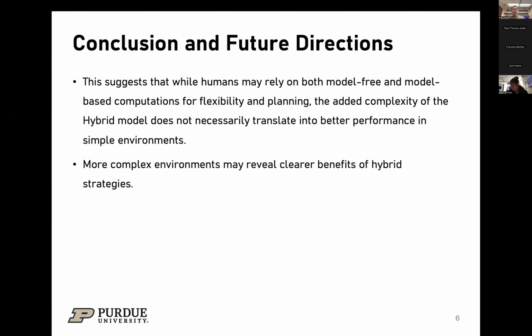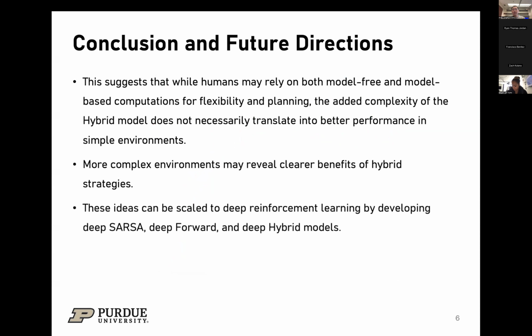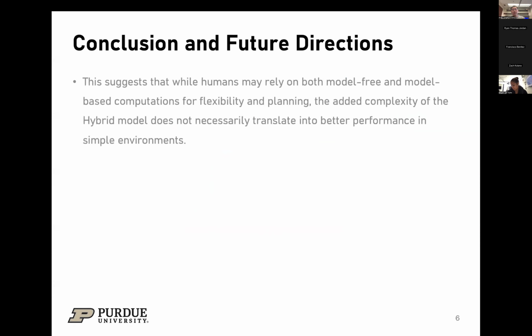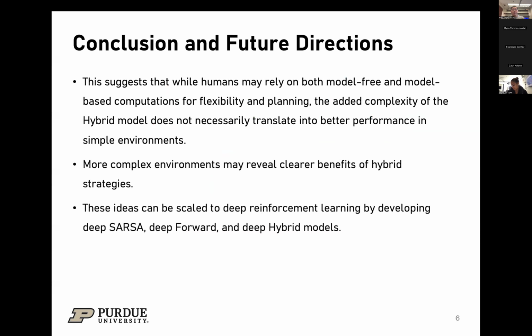So several extensions could build on this work. First, I only tested a simple hierarchical bandit task, but more complex environments such as multi-step decision tasks or stochastic grid worlds may reveal clear benefits of model-based or hybrid learning. And second, my current implementation uses tabular RL. In future work, I could extend this into deep reinforcement learning by developing deep SARSA, deep forward, or a deep hybrid model like DQN.